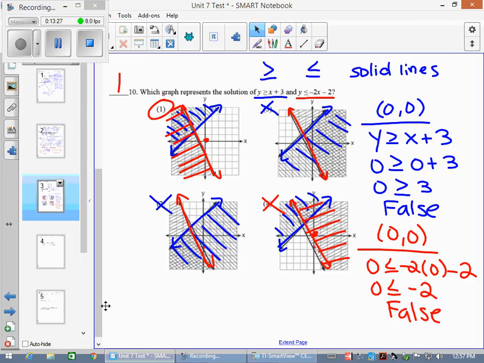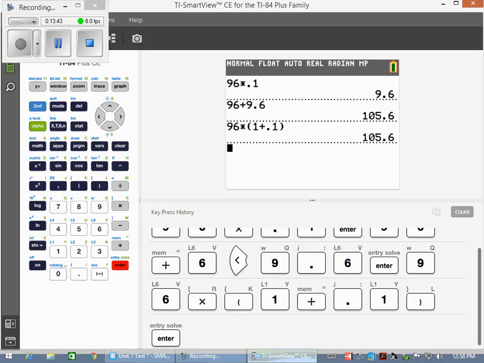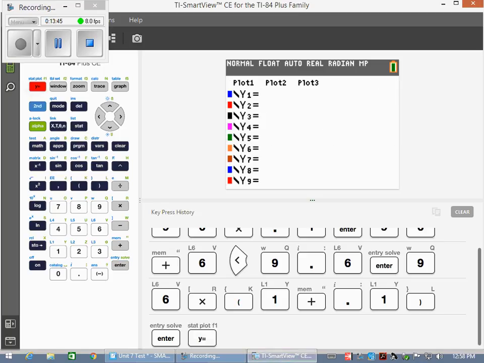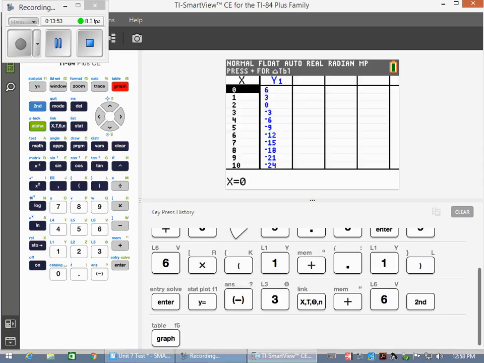Okay, question 11. Which point is not on the graph represented by y equals negative 3x plus 6? Quickest way to do this question, go to your calculator. Let's type this into our y equals. So I have the equation y equals negative 3x plus 6. Let's go to the table, and I'm looking for one of these ordered pairs to not be there, which is not on the graph.